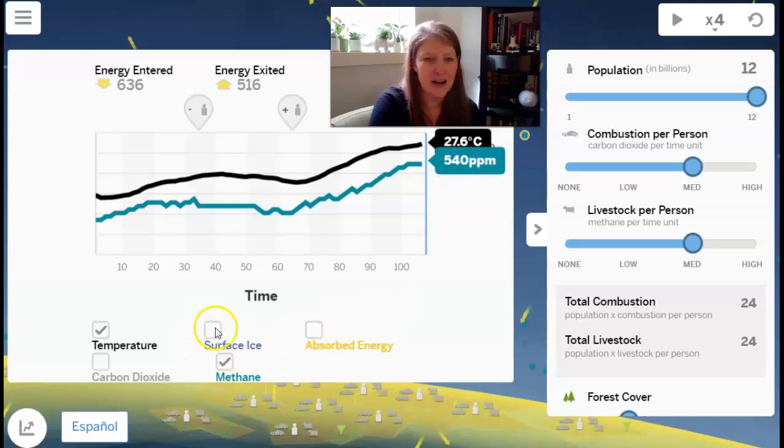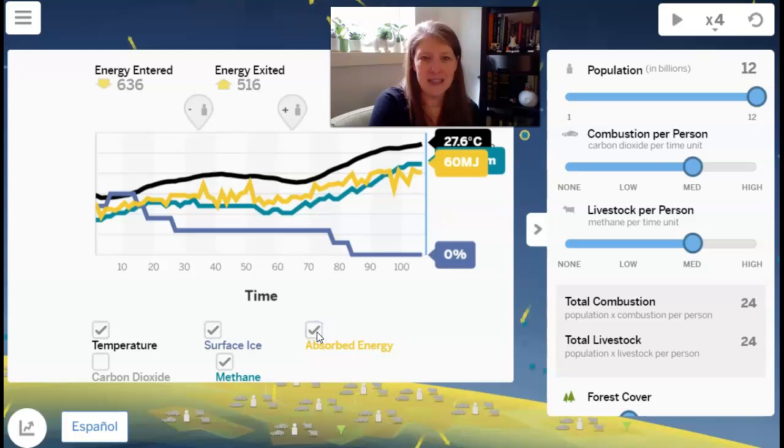And we can see that all the surface ice is gone. The absorbed energy is just really high. And we can see that the temperature has also spiked to 27.6 degrees Celsius, which is so warm that that's like the Eocene period in Earth's past, when even the Arctic was a swampy, warm area for warm water animals, which didn't work very well for our polar bears or our penguins down in the South Pole.